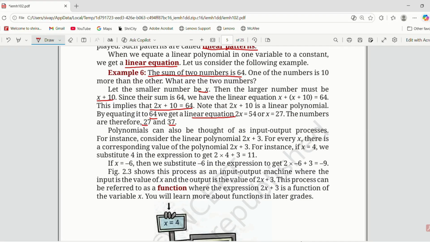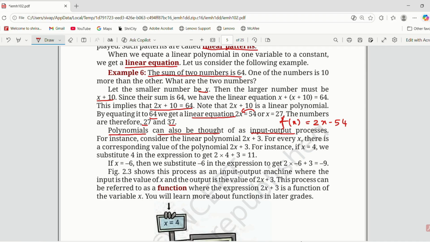So a polynomial can be thought of as an input output process. This is an important statement. A polynomial can also be thought of as an input output process, because whenever we are taking a polynomial, like f of x, because the variable is x, f of x equals 2x minus 54. Whatever the value of x you are giving, you will get a corresponding output value.